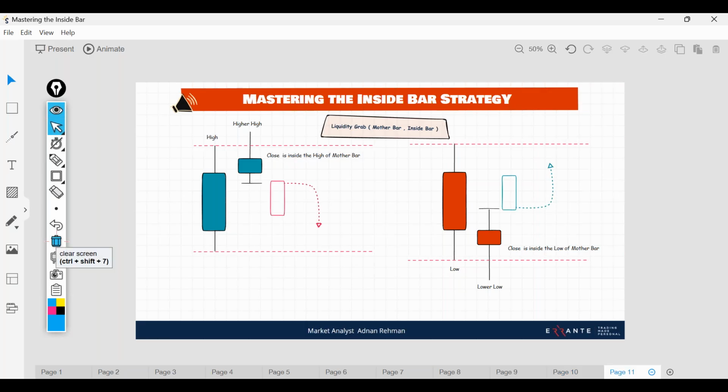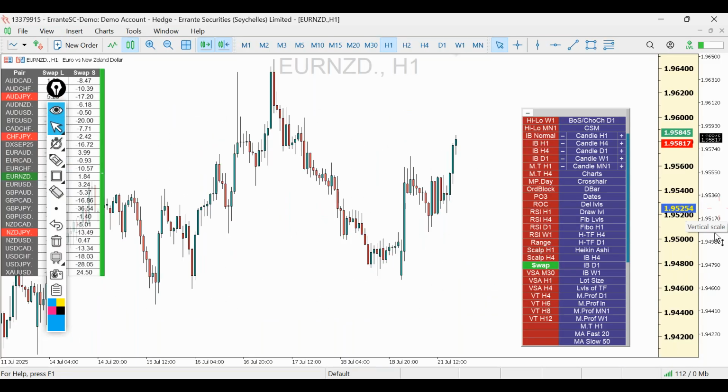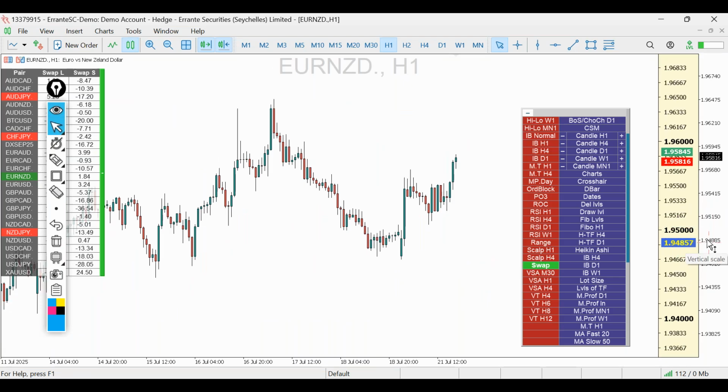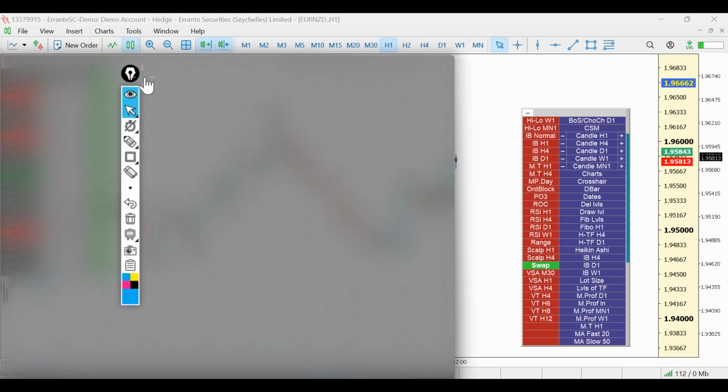Now what we need to do is take a break for a second, and then we need to see our charts. Once we are on our charts, this whole phenomenon will be very easy for you guys to understand.